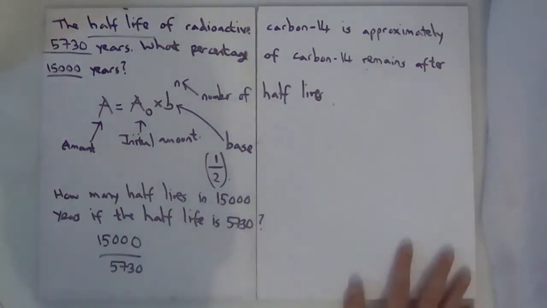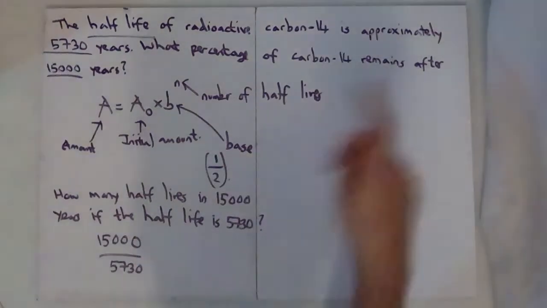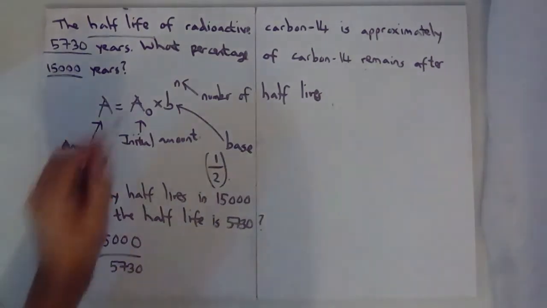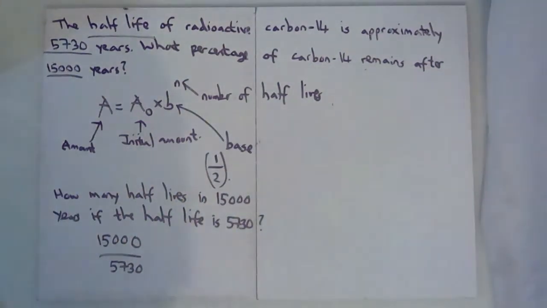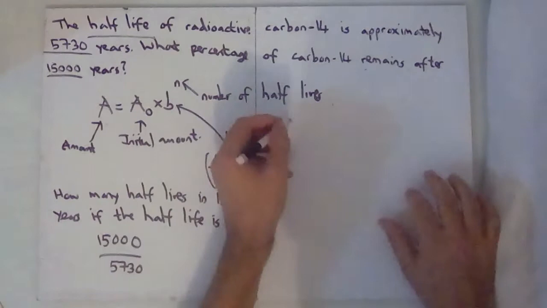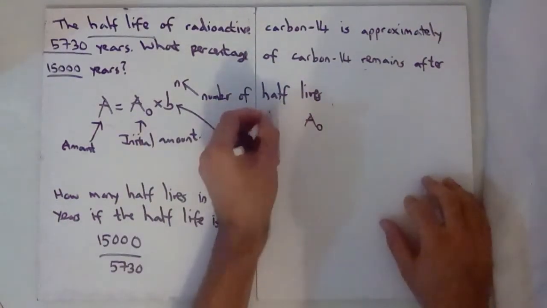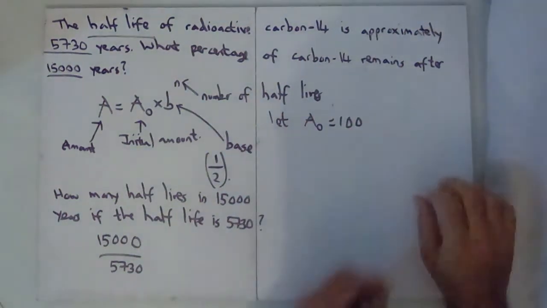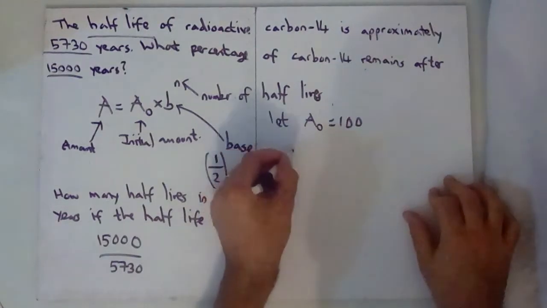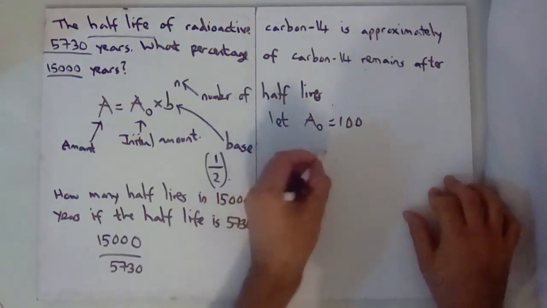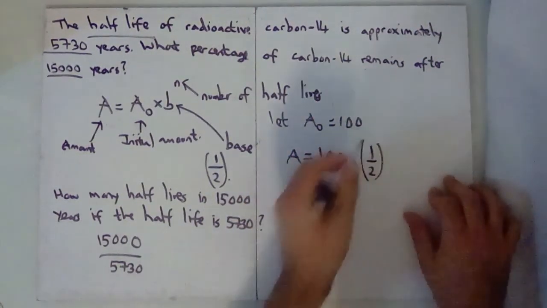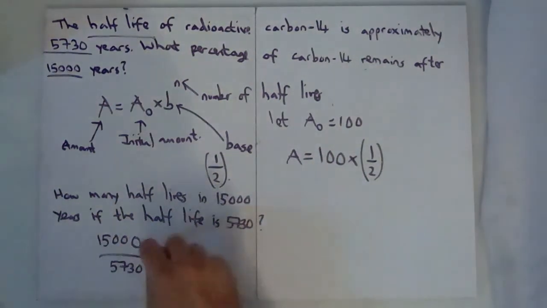Now we want a percentage: the percentage that remains after 15,000 years. I reckon you don't have to do this, but I'm going to start with an initial amount of 100, because 100 is 100% to start with, and then the answer that comes out will just be the answer, and I don't have to do anything else with it. So let A0 equal 100, as in it's 100% of the substance. So A, after 15,000 years, equals A0, so 100 times the base, so 1/2, to the power of the number of half-lives, which is this.